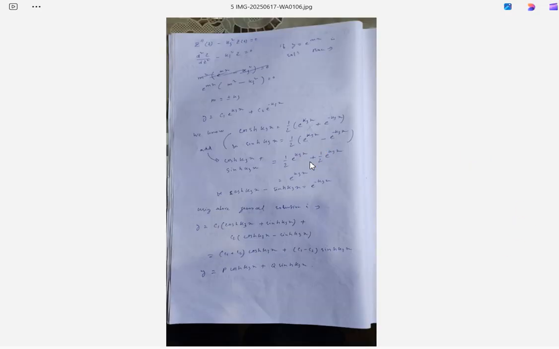Now for the second equation, we are going to study differential equations in the form of z double dash, which is a function of z, minus k3 square z is equal to 0, where k3 is a constant. In differential form, we can write it as d square z by dx square minus k3 square z is equal to 0.